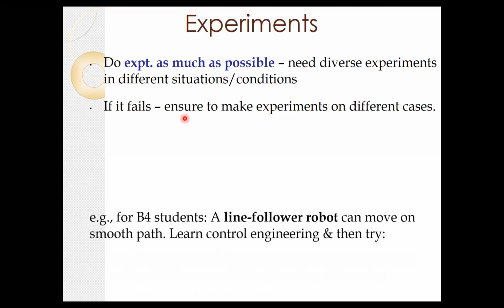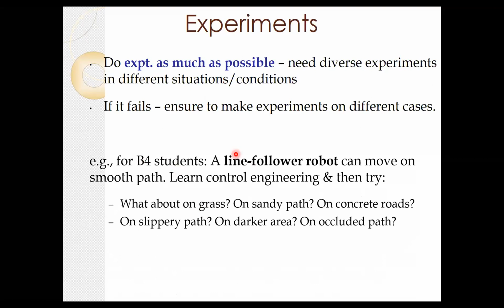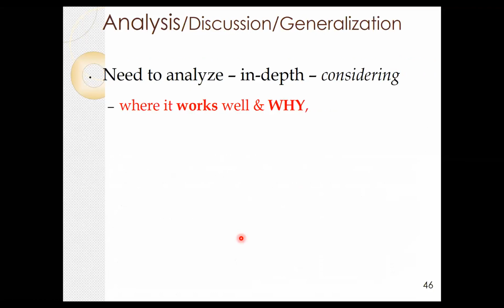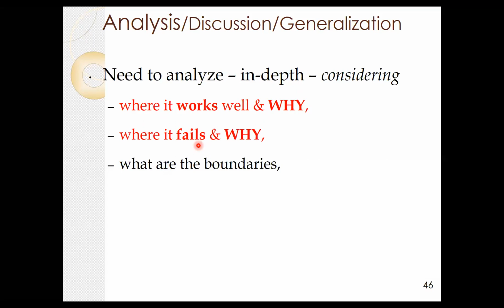Anyway, whatever we do, we need to make sure that we don't repeat just the basic, very small things, like a line follower robot, for example. I find that many young researchers try a line follower robot and do something with that, but try to learn control engineering, try to learn electronics and good programming, and go for something different which has not been done. And when we do something, we need to analyze in depth, which I mentioned at the beginning, considering where it works and why it fails. We need to find the reasons. Sometimes we do not know why, okay?